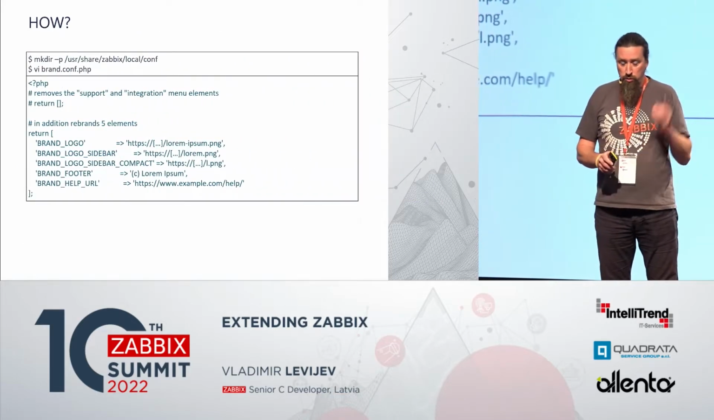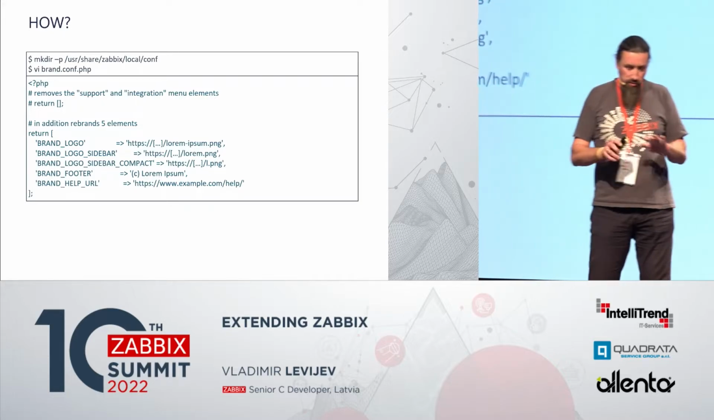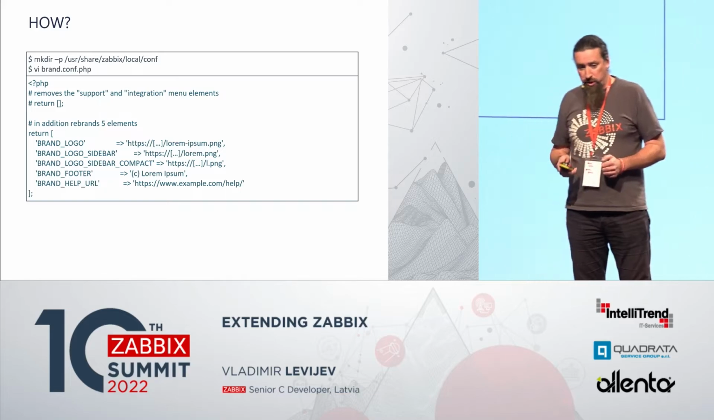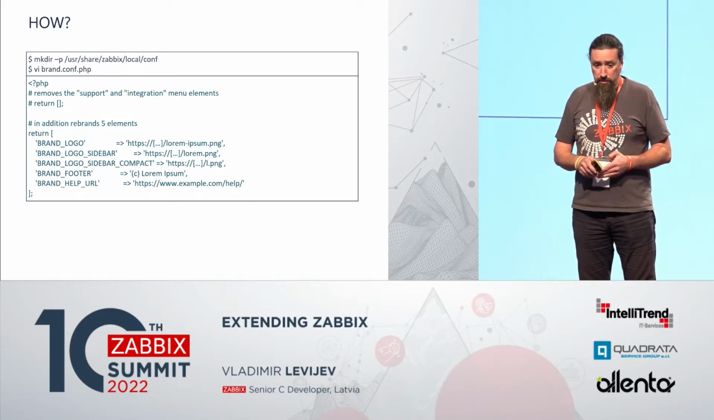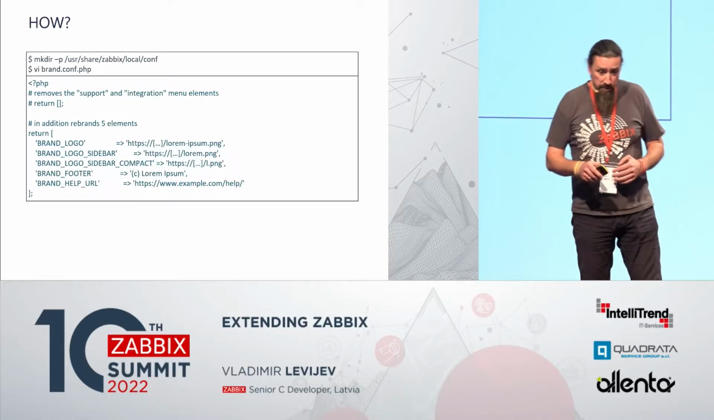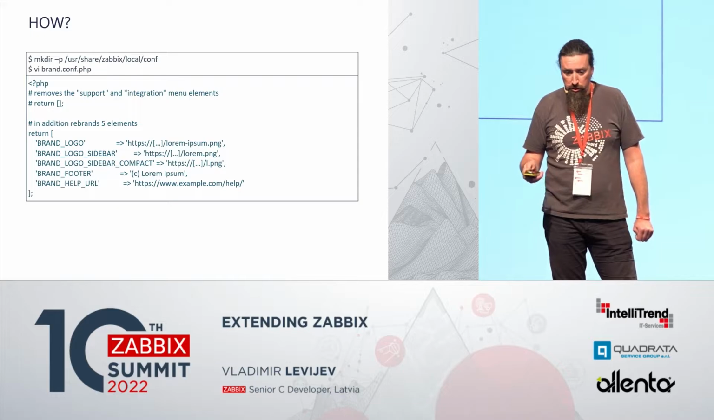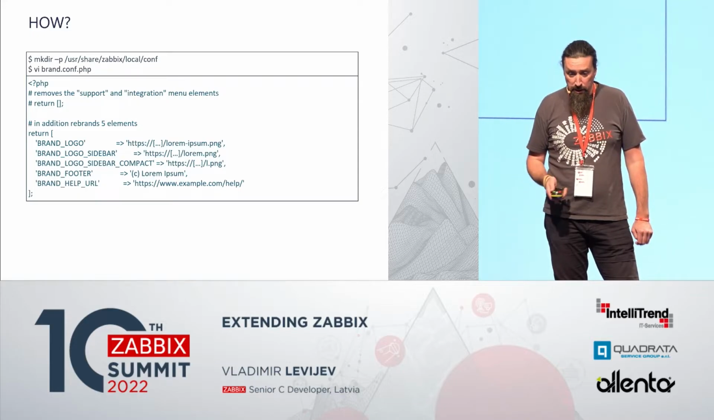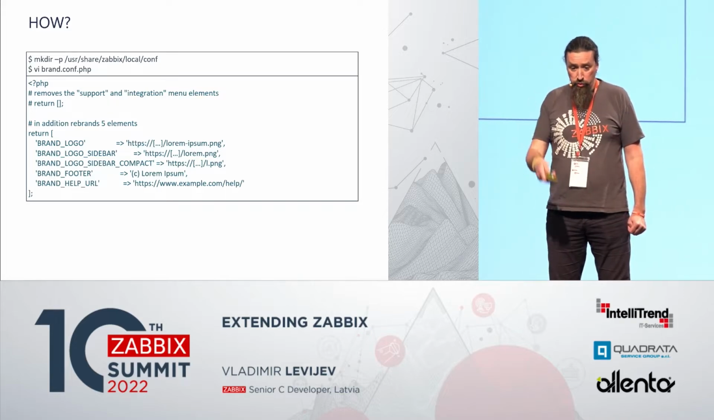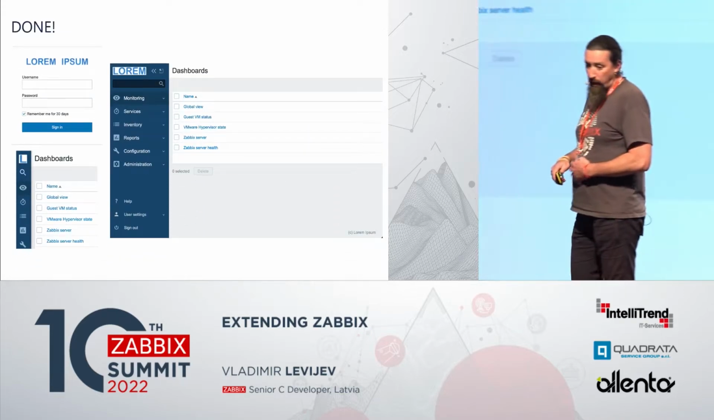How do you do it? You just add one file with the following contents. If you just want to remove links to support and integration, you return the empty array. Otherwise, you add those variables if you want to replace other things also. And the image paths do not have to be URLs. They might be paths to a file on the file system. And that's approximately how it may look.